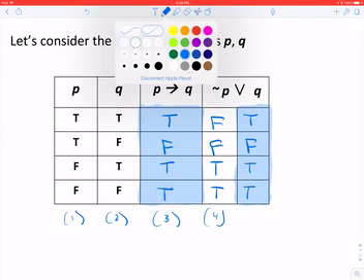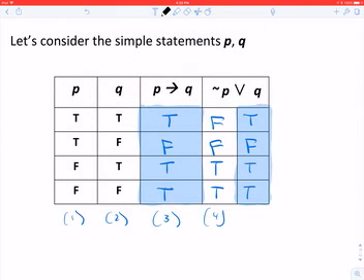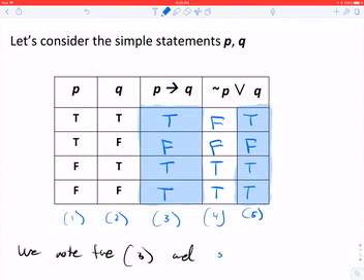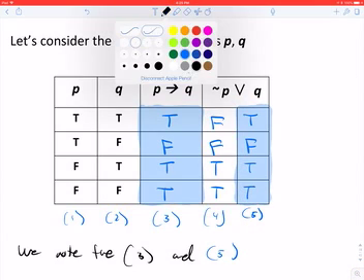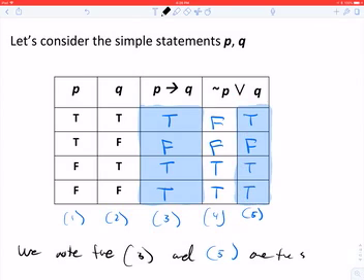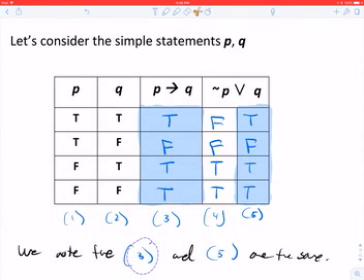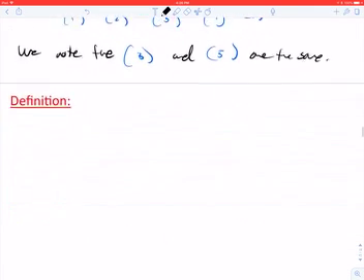So let's make a note of this. We note that columns 3 and 5 are the same. Okay? 3 and 5 are the same. So again, that means we can use them interchangeably. So we have some definitions. Let's introduce some lines.